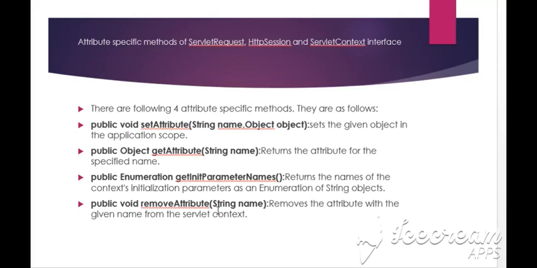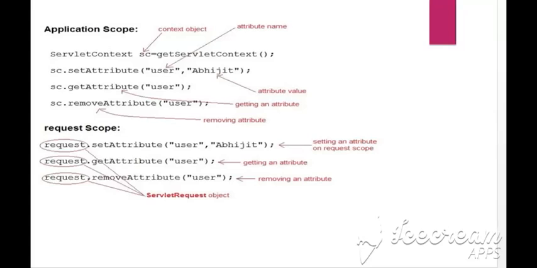Public void removeAttribute(String name), removes the attribute with the given name from the servlet context. Here we mentioned removeAttribute user, it will remove the value of that attribute.